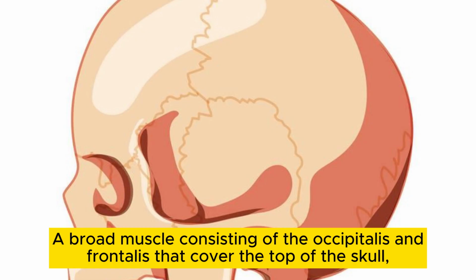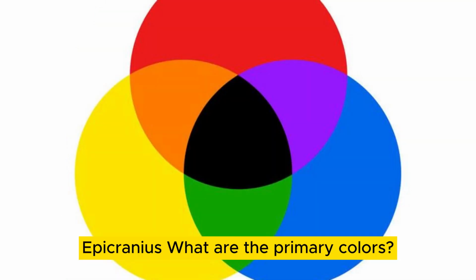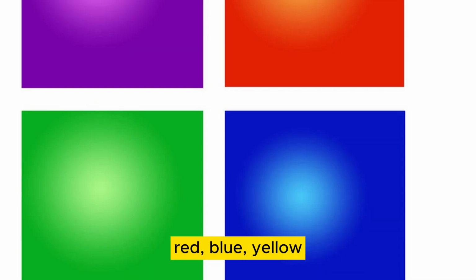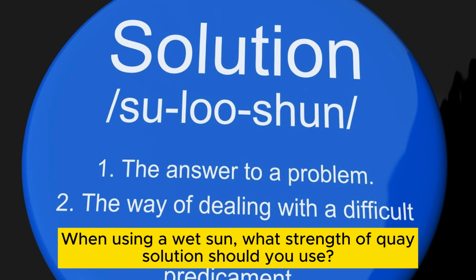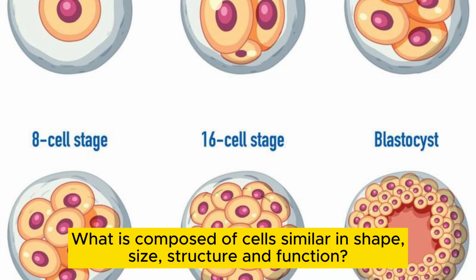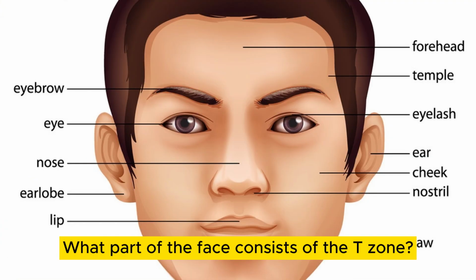Styling lotion. A broad muscle consisting of the occipitalis and frontalis that cover the top of the skull. Epicranius. What are the primary colors? Red, blue, yellow. When using a wet shave, what strength of solution should you use? 1 to 1000. What is composed of cells similar in shape, size, structure, and function?